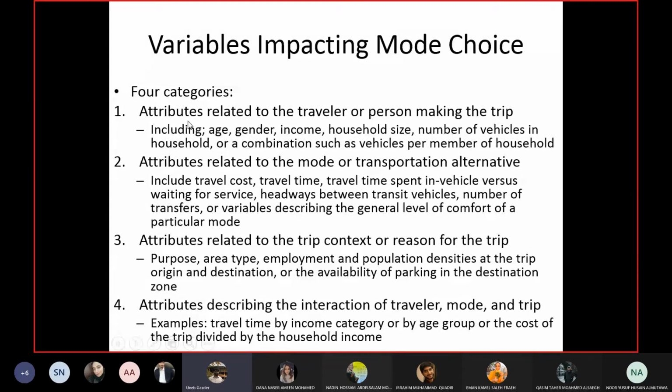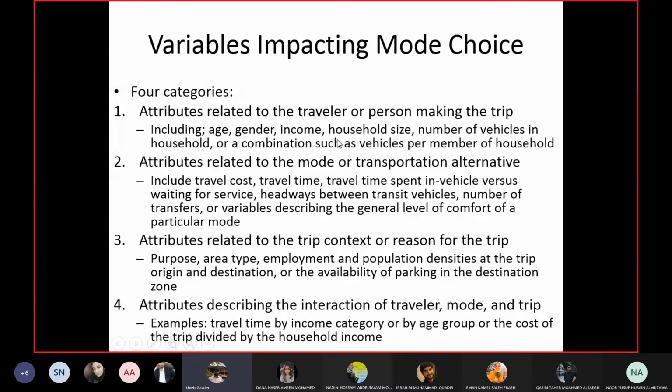One category is related to the person who is making the trip, the attributes or characteristics of that person, including age, gender, income, household size. Household size means number of people in the family. Number of vehicles in the household. Or it can be a combination of these factors, for example, vehicles per member of household. So what does that mean? You take the number of vehicles divided by the household size, and that will give you vehicles per member of household.